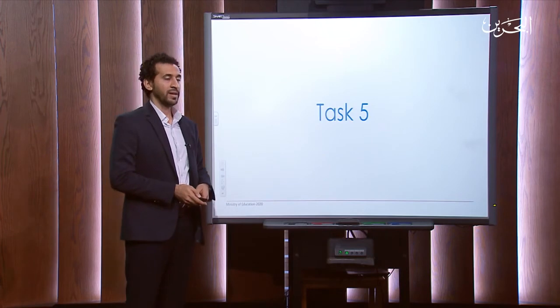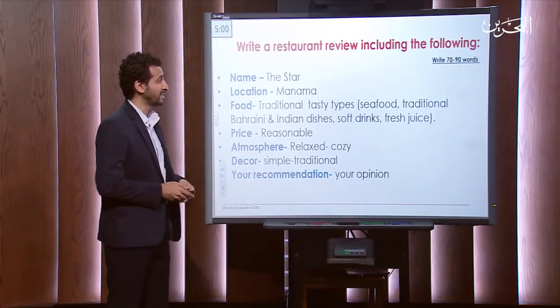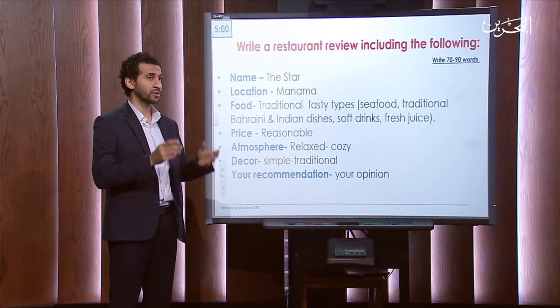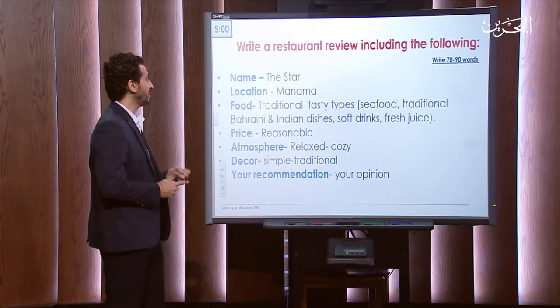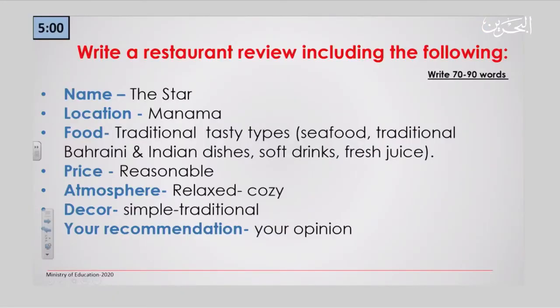So, now we have reached the last task of today's lesson, and it's the most challenging one, but I think you are up to it. So in this task, you need to write a restaurant review, including the following: all of these things. So you need to add the name. Actually, I've given you the name of this restaurant, so you need to write about this restaurant. What about the location? You need to add the location, the types of food, prices, atmosphere, decor, and your recommendation at the end of your writing.